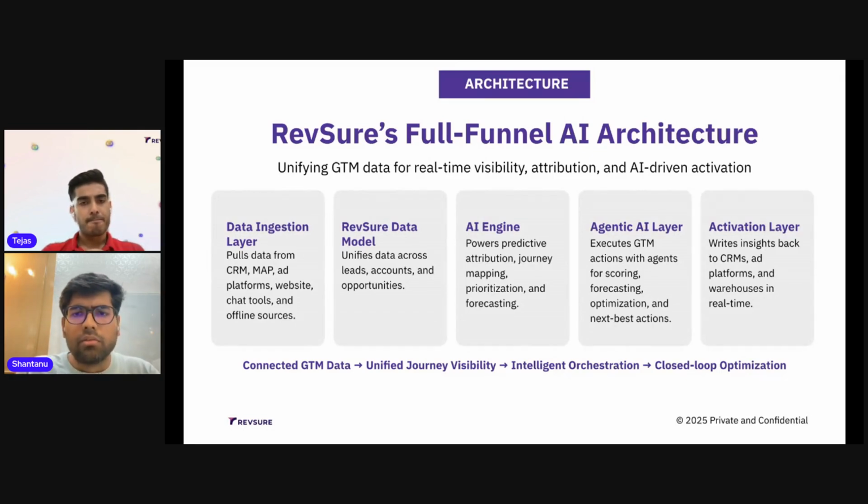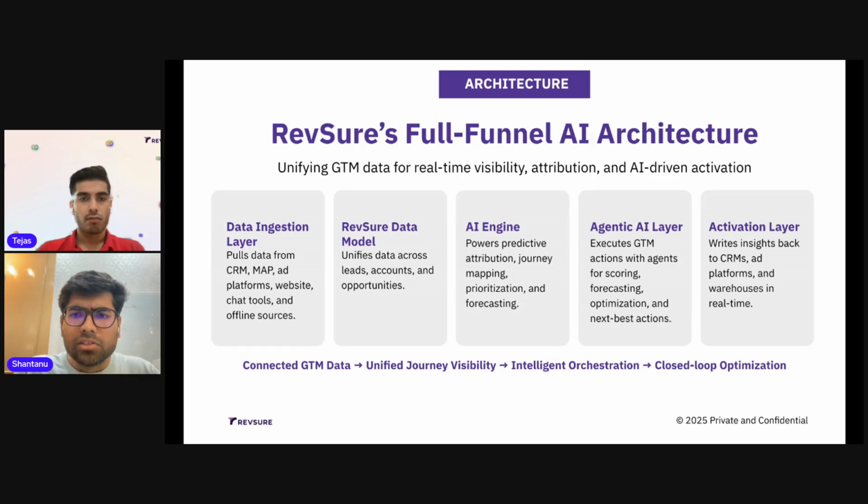The agentic AI layer, which is going to be the focus area for this conversation, is basically exposing GTM agents to the stakeholders for scoring, forecasting, optimization, and any sort of next best actions, where you just want to target some sort of leads, high intent leads, or focus on a certain cohort of users and want to take actions in near real time.